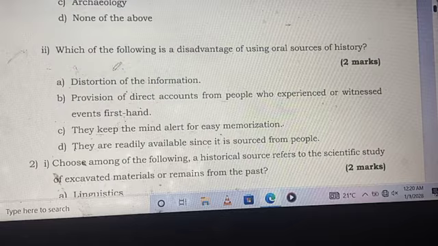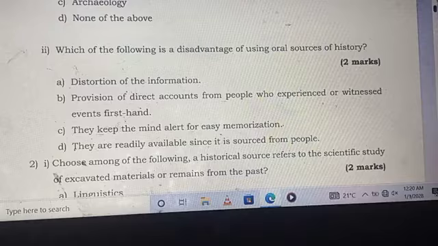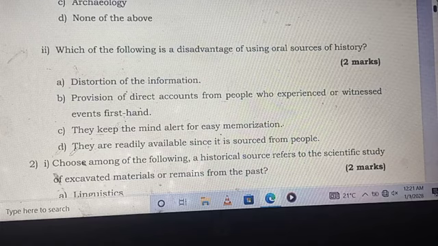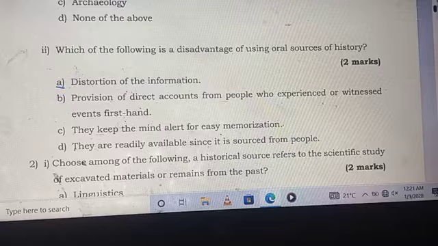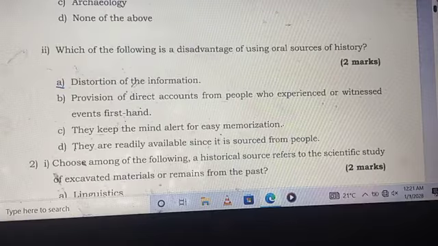II. Which of the following is a disadvantage of using oral sources of history? Choose the best answer. The best answer is letter A, distortion of information. Information passed orally may change from one person to another over time. That is a disadvantage of using oral sources of history.